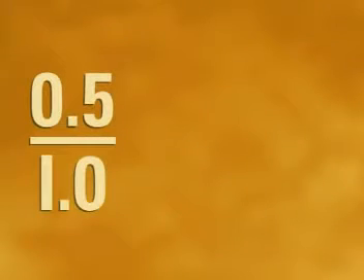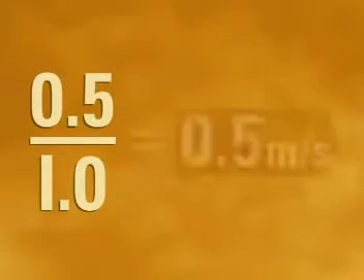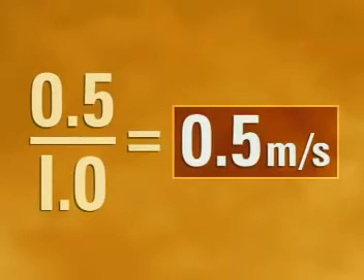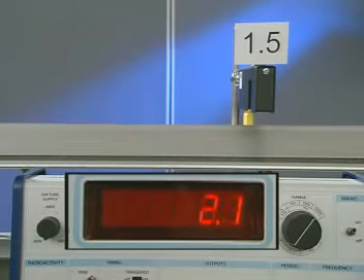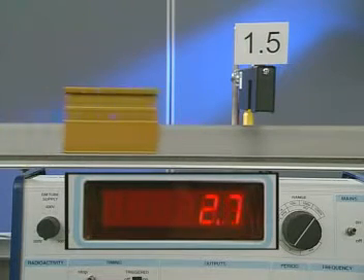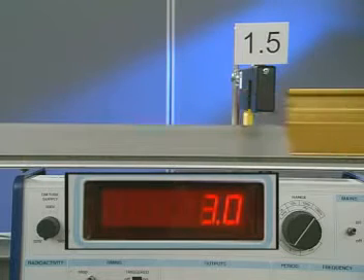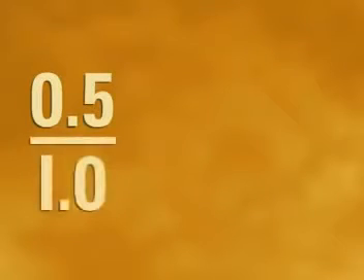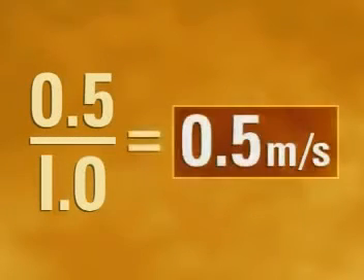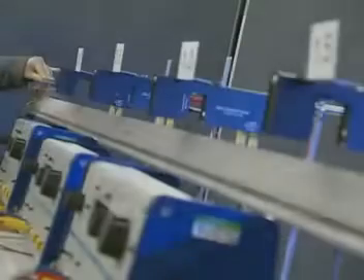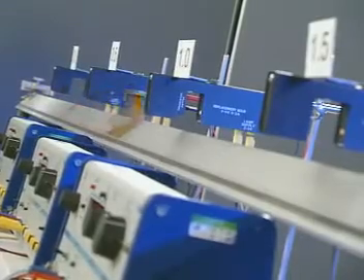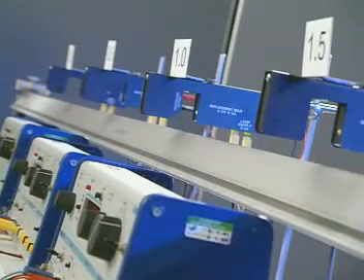Again, distance travelled is 0.5 metres and time taken is 1 second, so the average speed is still 0.5 metres per second. To travel the third half metre, it also takes 1 second. Once again, the speed is 0.5 divided by 1, which is 0.5 metres per second. So the average speed of the glider was constant all the way along the track.